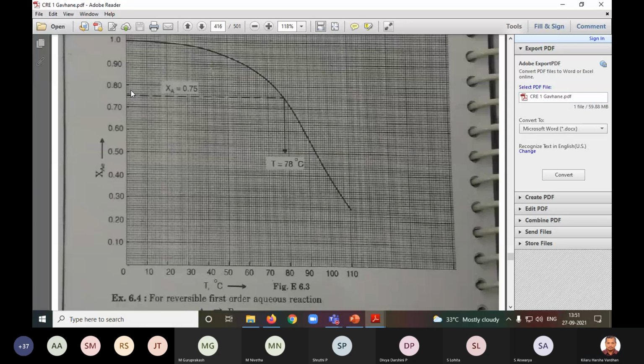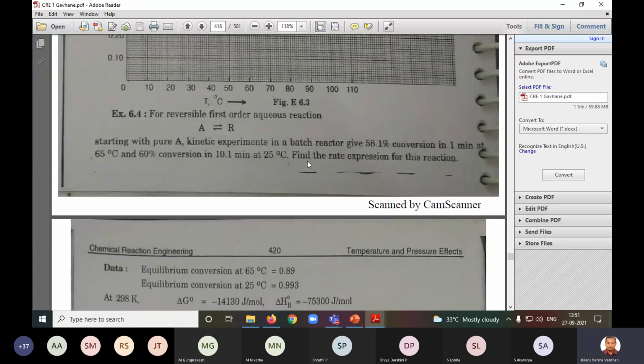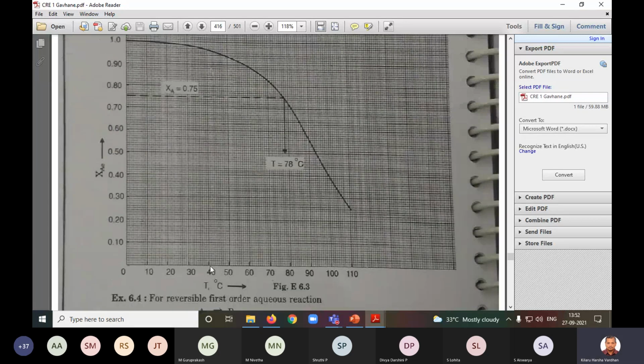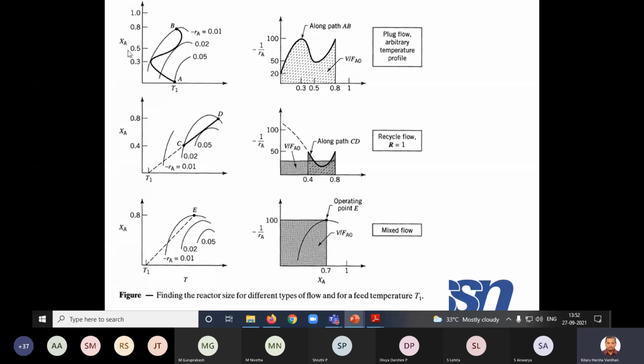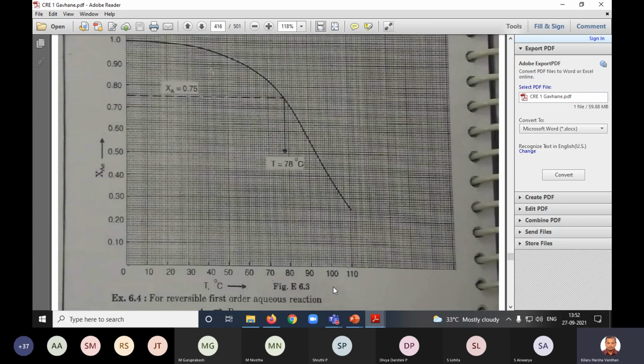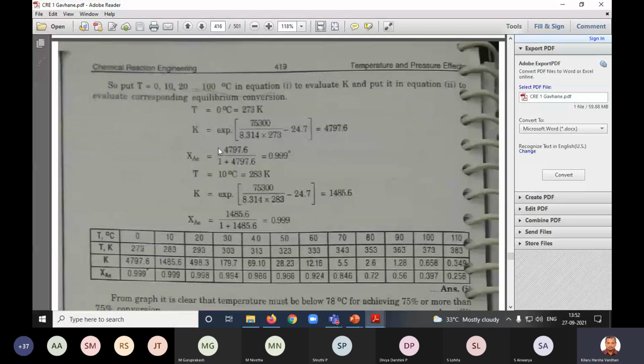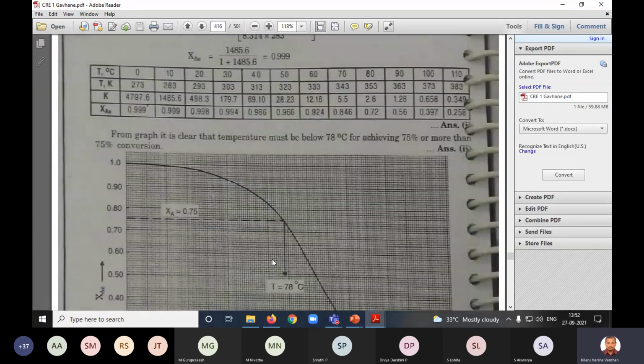Right? So please go through this problem. This is how you have to draw XAE versus T curves. That is what I am just showing you here. XA versus T at different rates. The different rates will come from this particular thing. This is for one particular rate, right? For this particular rate. So for one more rate, again one more curve will come, which may be coming like this, right?